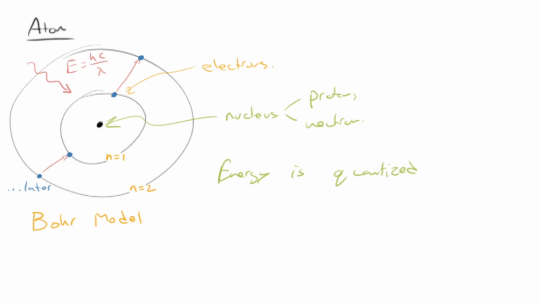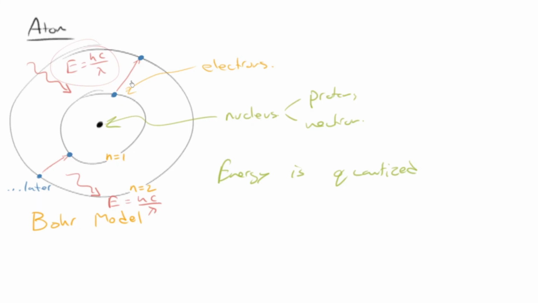So it'll drop back down, and when that happens, another photon will be emitted with exactly the same energy as the photon that caused the excitation, because the transitions are quantized. You can't go part way.